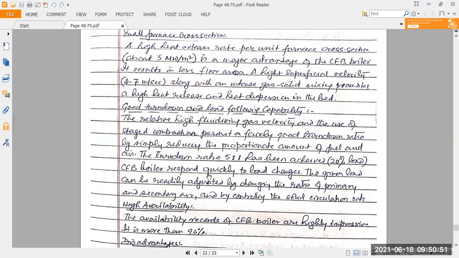So if we reduce the air-fuel ratio, since air is high and fuel is high, this turn-down ratio is equal to 5:1: five parts air, one part fuel. The ratio 5:1 has been achieved.